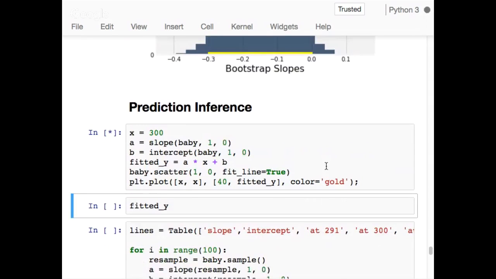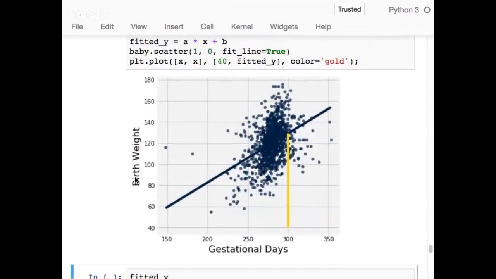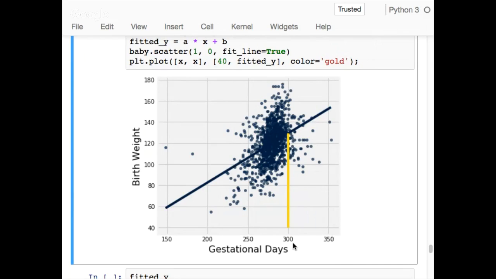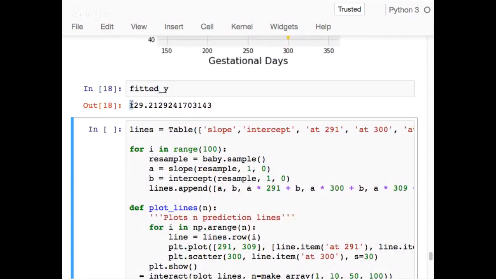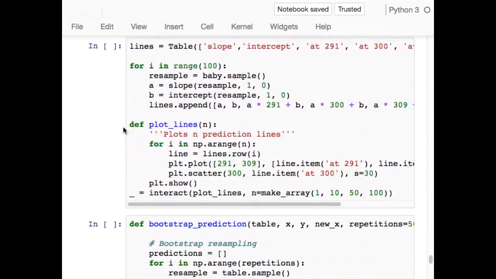So here, what we have is birth weight versus gestational days. I plot that regression line, put this yellow line here, because we're trying to say, OK, given that we're looking at gestational days of 300, what do I think that baby's birth weight is? It looks like here we think that based on our sample, our single sample, our birth weight is probably like 130. It's about 130.